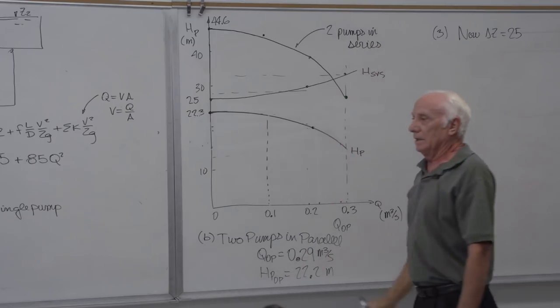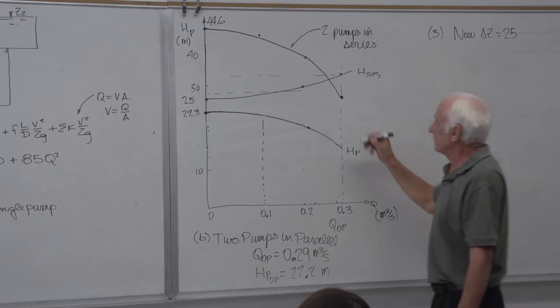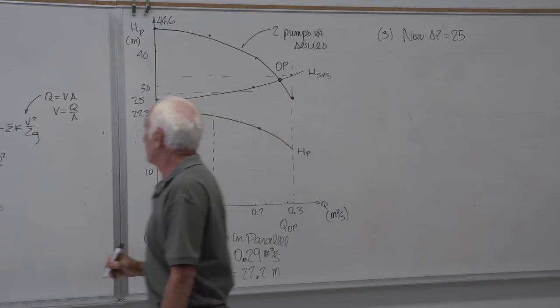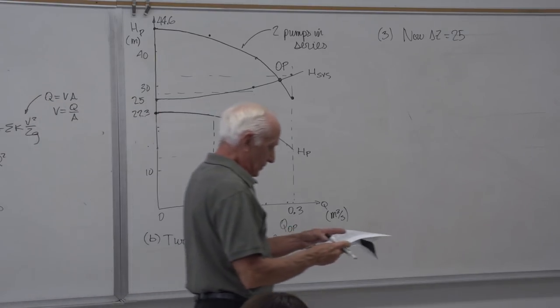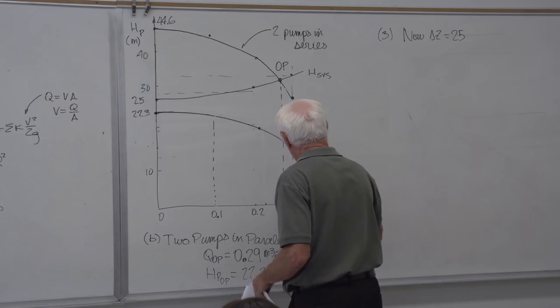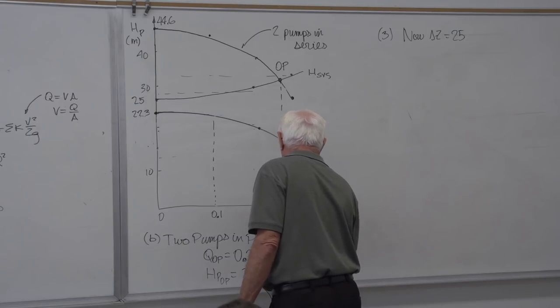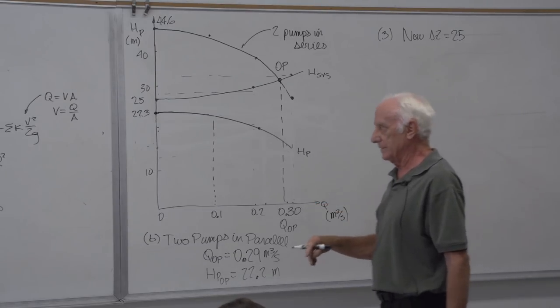Now you say to yourself, did they intersect? And the answer is, yes, they did now. Two pumps are going to work. Here's the operating point. Two pumps in series. And if we do that and we go down on the curve, we get Q. It should be, if I did it right, when you plot it on engineering green, you'll find out it's 0.3.